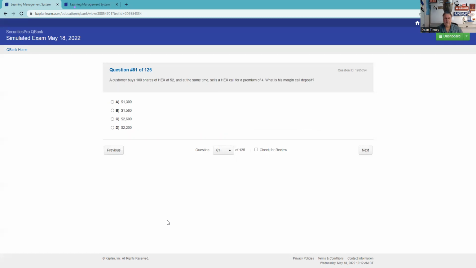A customer buys 100 shares at 52 and at the same time sells a hex call for 4. So as a margin clerk, I say the margin call, let me get out my annotation tool here. We're buying $5,200 worth of stock. Let me get a bigger font for this. 5,200 times 50%. So on that part of the transaction, you owe me $2,600. And that's your Reg T margin requirement. That is not your margin call. So be careful what you're being asked here.